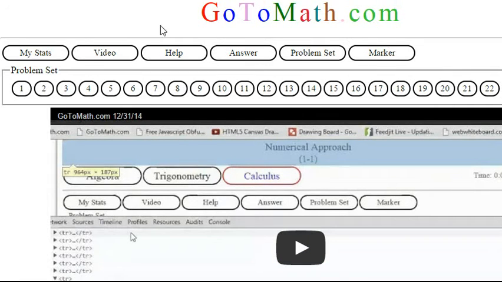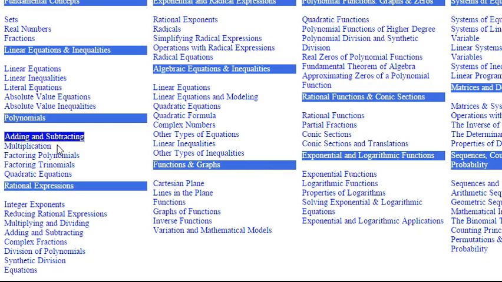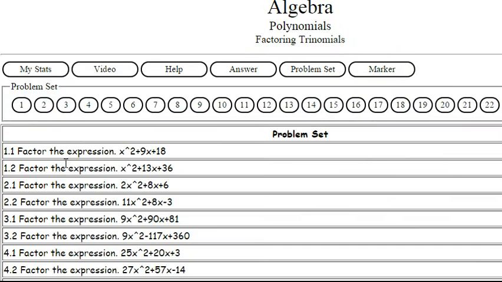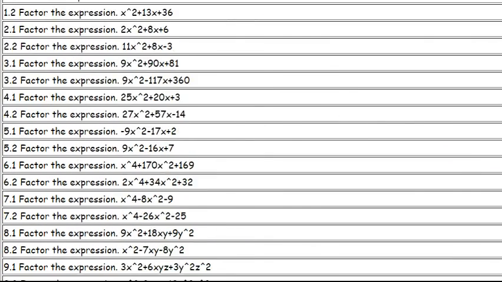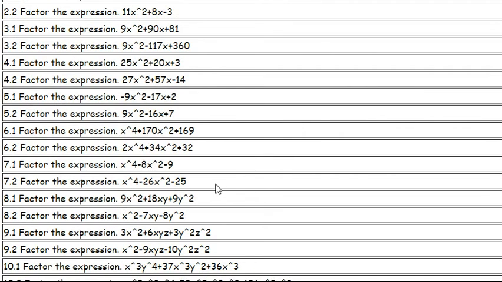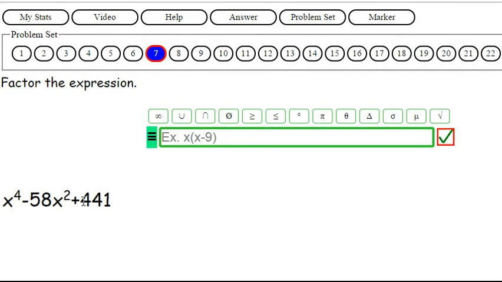Okay, we're over here at gotomath.com. Click on the algebra. Let's go down to factoring trinomials. 7.2. Those are nasty numbers. Oh man, they're just getting worse. Okay, let's cheat and use that one. So we're at 7.2. This is x to the fourth minus 50x squared plus 49.